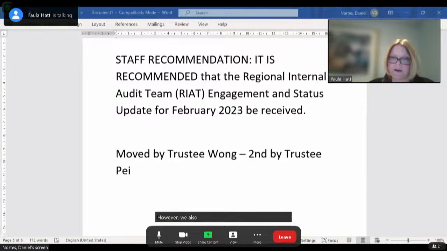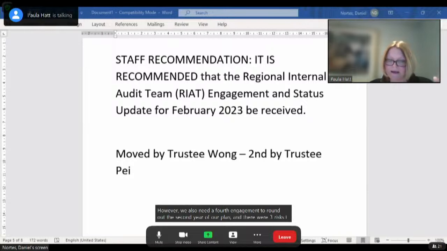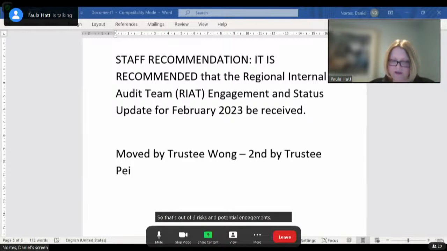However, we also need a 4th engagement to round out the 2nd year of our plan. And there were 3 risks that were rated the next highest. So as a result, I'm requesting that committee members agree on a 4th engagement. That's out of 3 risks and potential engagements, 1 being parent and student human rights reporting, the 2nd being student accommodation, and the 3rd being an engagement that addresses both the student learning and curriculum implementation risks. The risks and proposed engagements are outlined in the table starting on page 45 of the agenda package.